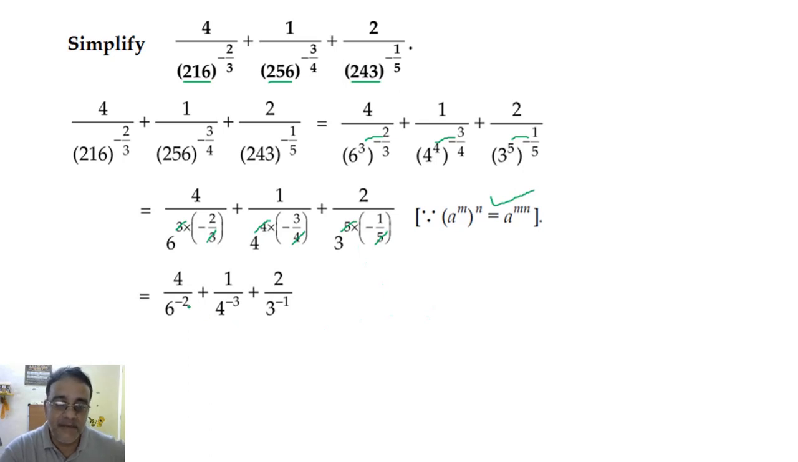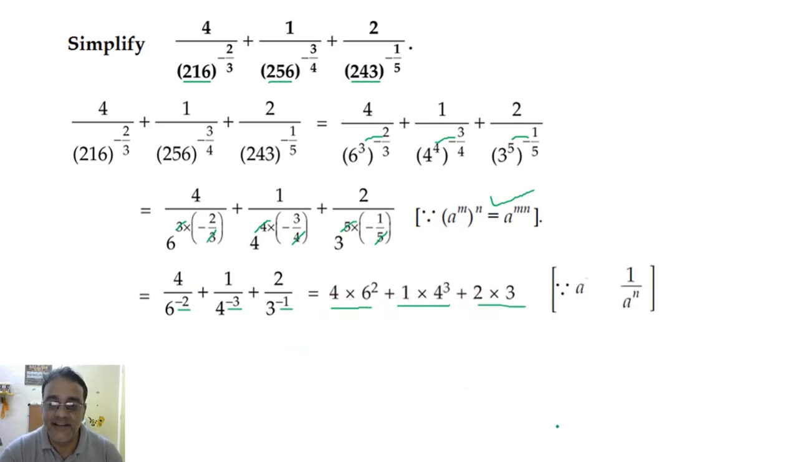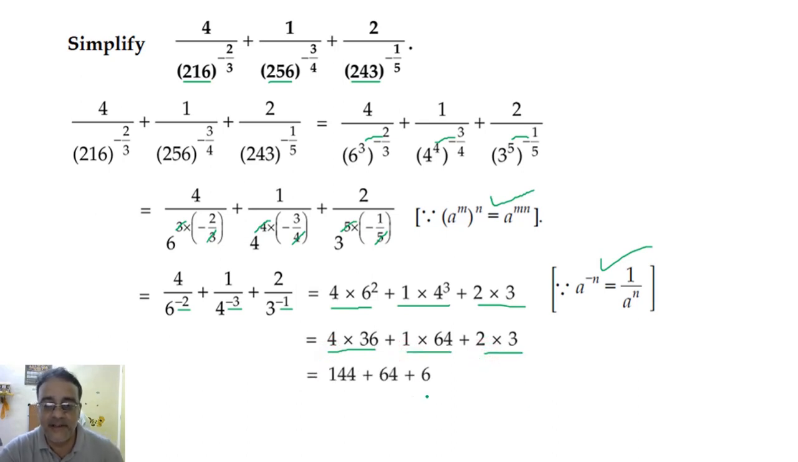Now I have to remove this minus. What will I do? We have to take the reciprocal. So if we take the reciprocal, this will go up. Now is this step clear? Yes, sir. Now 4 into 36 plus 1 into 64 plus this 2 will become 6. So 144 plus 64 plus 6.